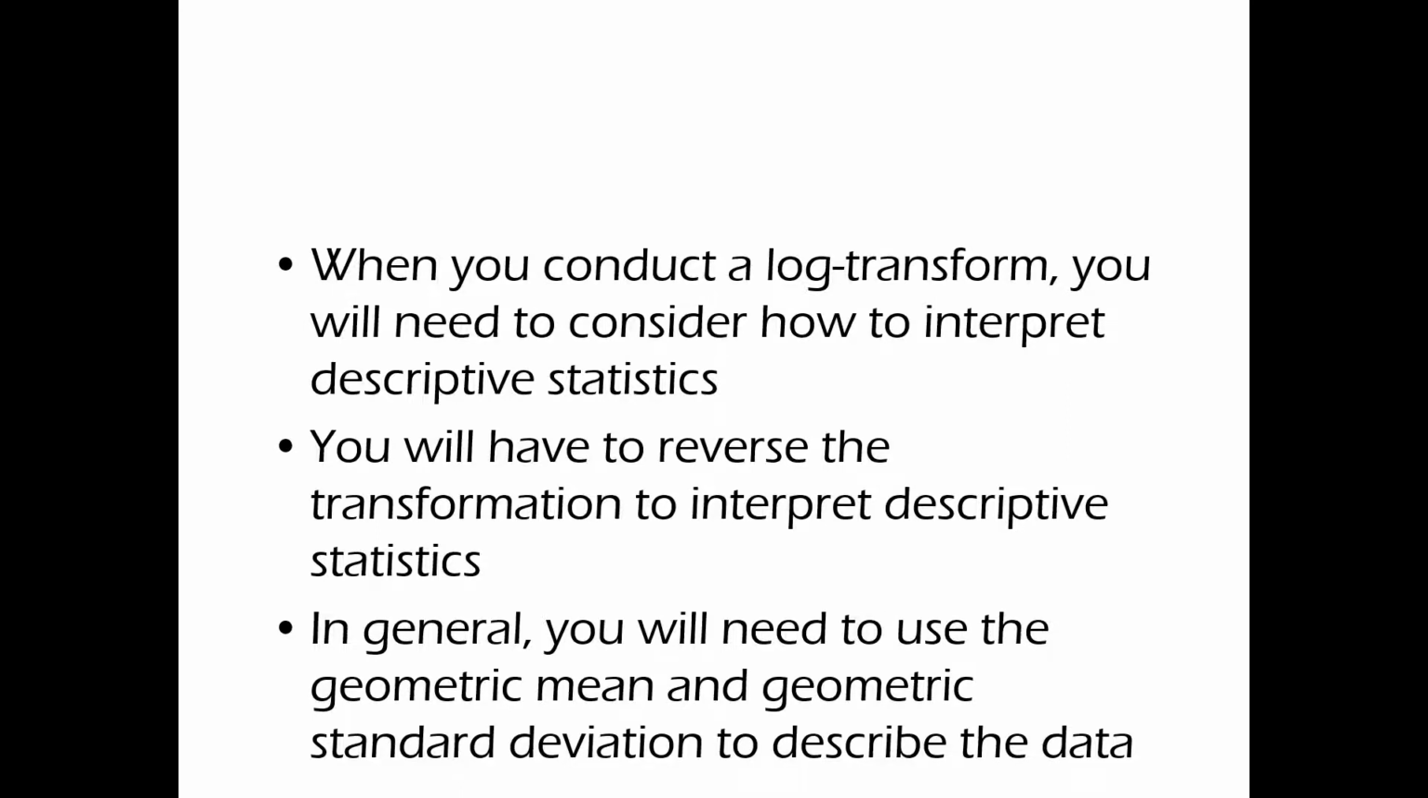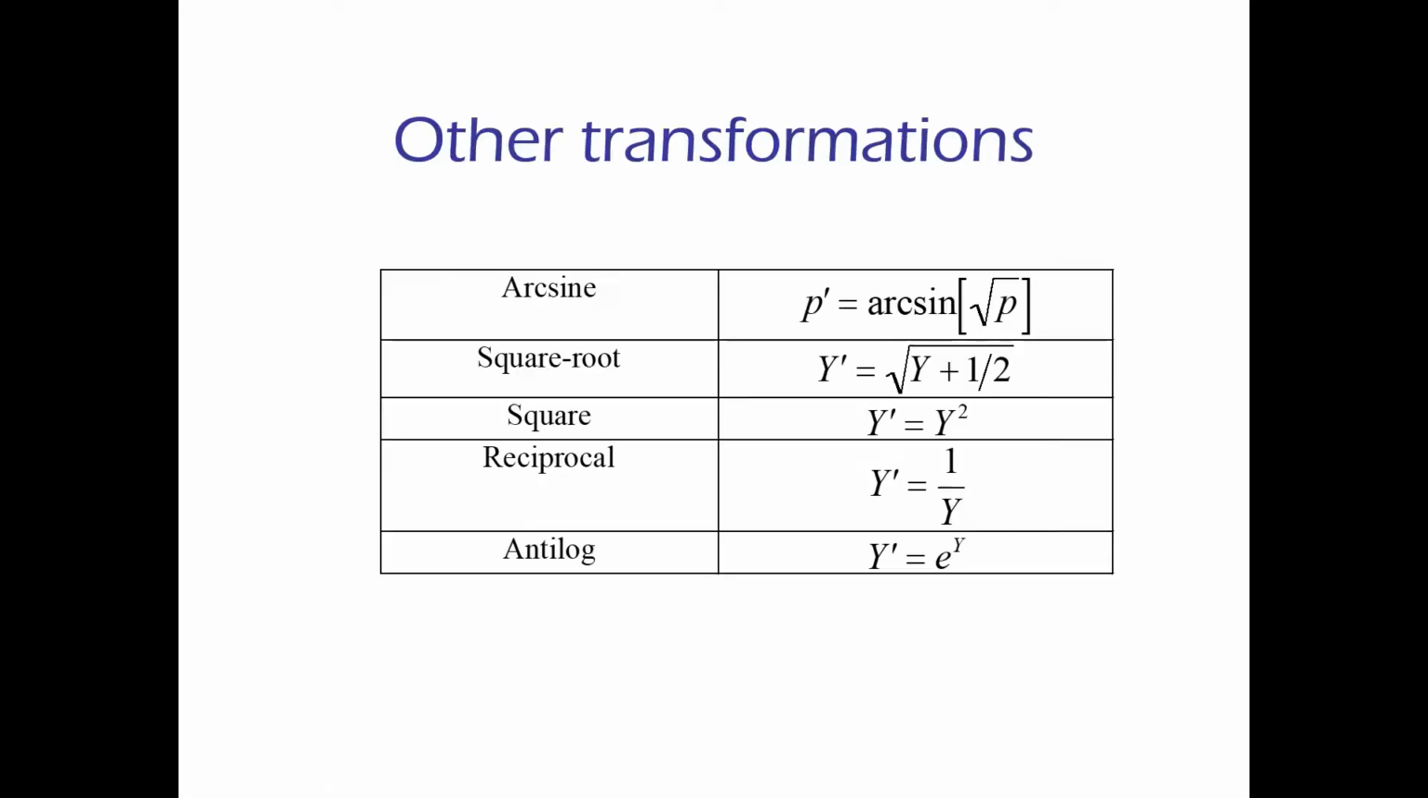Something to keep in mind, if you do the log transformation on the data and run some analysis based on the log transformed data, you'll need to consider how to present and interpret the descriptive stats. Basically, when you interpret the descriptive stats, you'll need to reverse the transformation and use the geometric mean or geometric standard deviation to describe the data. Here, I list some other transformations and their formulas, such as arcsine, square root, and so on. So you will have different options to choose for the data transformation.